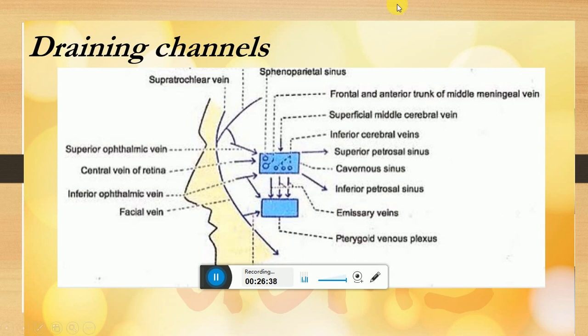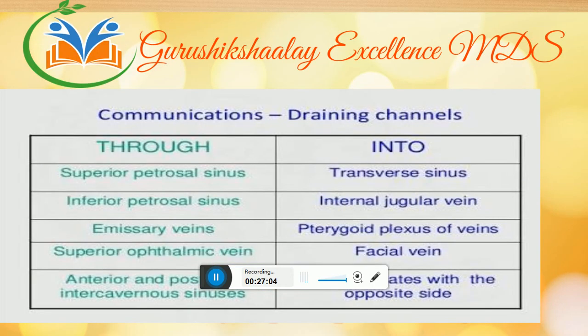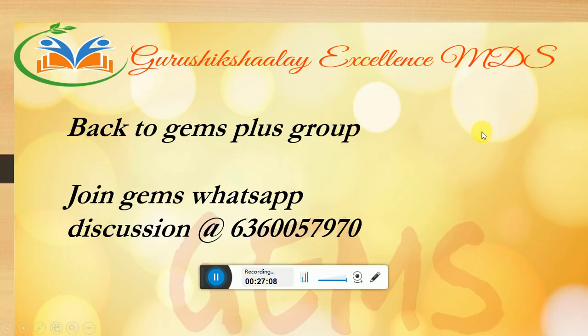And something about the confluence of the sinuses, it is not here. We will do it in the GEMS Plus group. Confluence, just know what is the confluence of the sinuses. The point where the superior sagittal sinus, straight sinus and occipital sinus unite is known as the confluence of the sinuses. Okay, and it is located on the right side of the internal occipital protuberance. Okay, this is important. Communication, draining channels and applied anatomy.